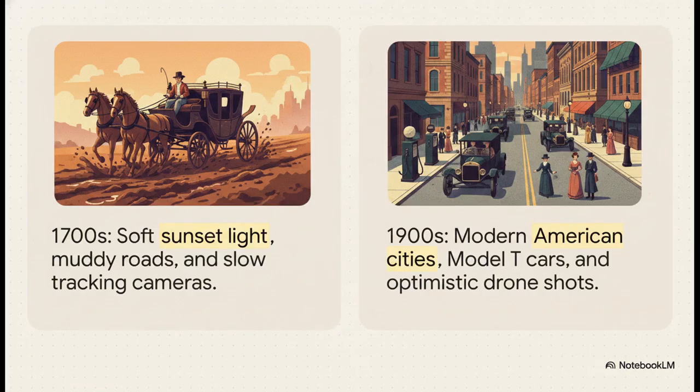Now, what's really clever about the prompt engineering here is the stark visual contrast. We transition from that soft, low-angle wonder of the 1700s, filmed with slow-tracking cameras, straight into these highly optimistic, wide, cinematic drone shots. These shots capture the early 1900s, showing the rise of those classic Ford Model T-style cars. We're seeing modernizing cities, men in suits, elegant dresses, the very first gas stations. It's a total shift in visual optimism.